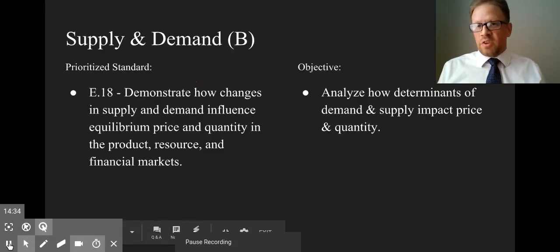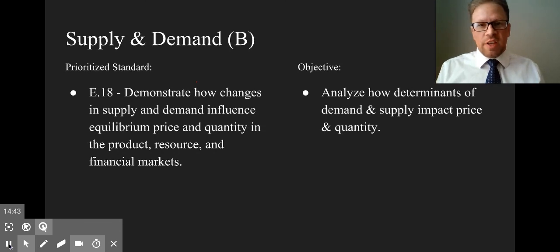All right, this concludes supply and demand Section B, factors causing changes to supply and demand. Sorry for the length again. Prioritized standard again was Economic Standard 18. Objectively, now you can analyze how determinants of demand and supply impact price and quantity.